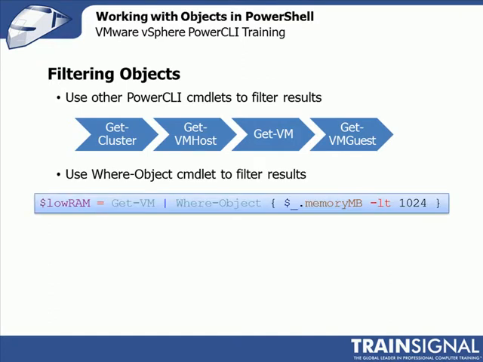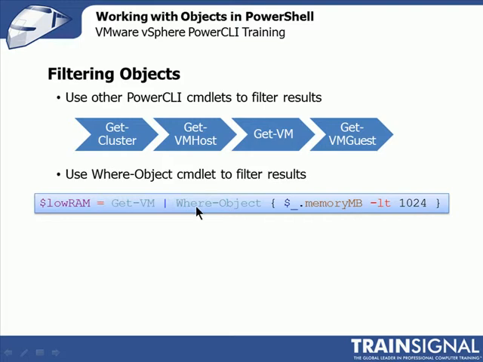For example, say that I want to find out which of my virtual machines have less than 1 gig of RAM. One way to do that is to use the where object commandlet. So we start with get VM and pipe that to where object, and then inside the curly braces you can see an operation here where we're taking $_ and that's going to stand for whatever object is coming through the pipeline at that moment. We're going to access the memory MB property, because I told you how we can use the period to access the properties, and we're going to run this expression that says, is the memory less than, which is the -LT stands for less than, is it less than the number 1024?